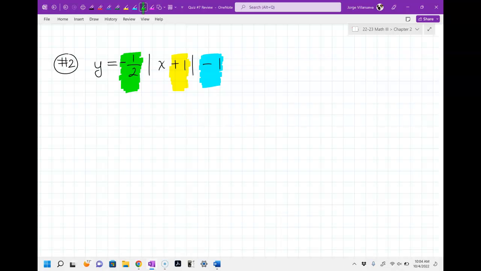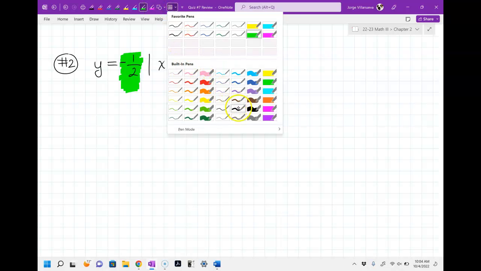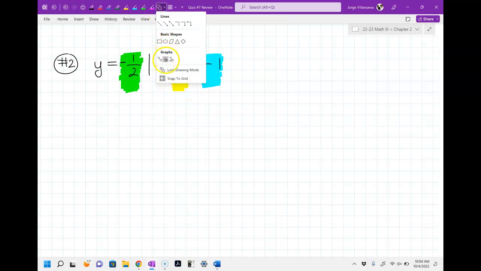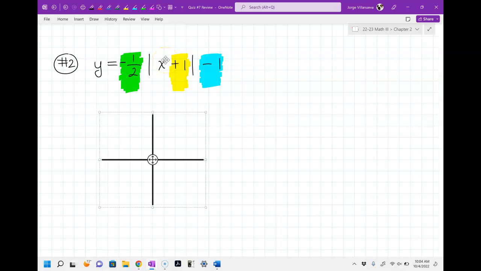I know this graph looks like a V because it's an absolute value. So let me make a real quick graph here. 3 by 3 will be just fine. Doesn't have to be anything really big here. 1, 2, 3, 1, 2, 3.